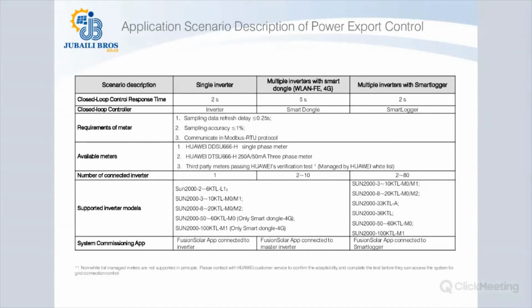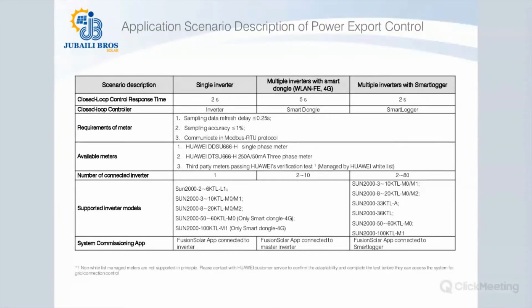So we have the closed loop control response time. This is the time between observing the power output from the inverter. If it is higher than the load, then within 2 seconds, the inverter will be sent signals to reduce the power output. And this is in the single inverter case. While in the multiple inverters case with the WLAN FE or 4G dongle, it will be done within 5 seconds. And for multiple inverters with a smart logger, the response time is within 2 seconds.